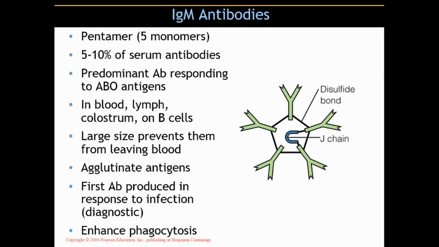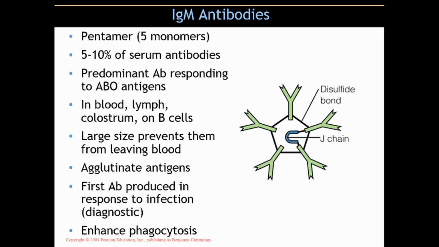IgM antibodies are pentamers, meaning pentagonal. They've got 5 monomers held together by disulfide bonds. They make up 5 to 10% of serum antibodies, and they're the predominant ones responding to the ABO blood type antigens. What they do is agglutinate, because of their large size and these 10 points of contact, where they can bind all of these numerous different epitopes on just one unit of an IgM.